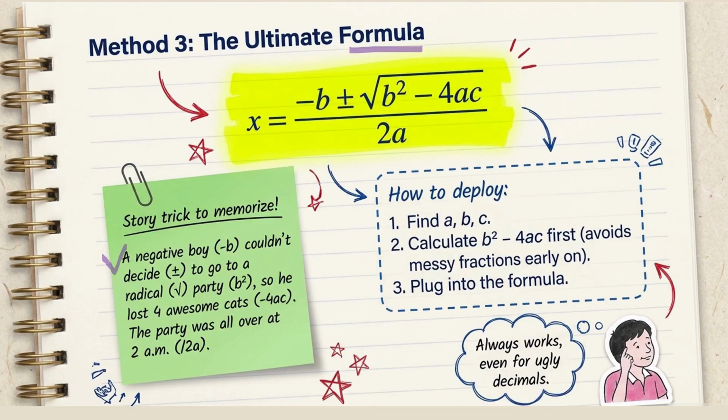How to deploy? Find a, b, c. Calculate b squared minus 4ac first, which avoids messy fractions early on. Plug into the formula. Always works, even for ugly decimals.